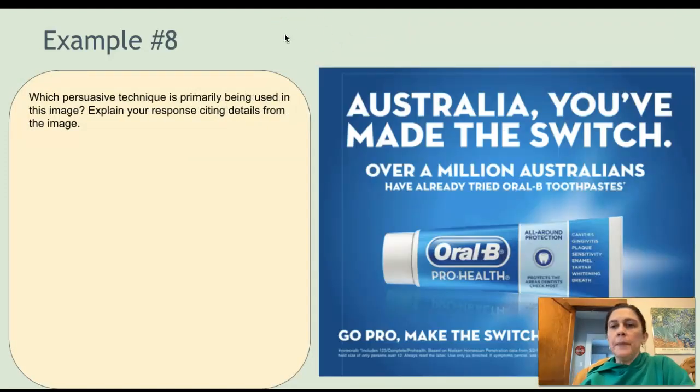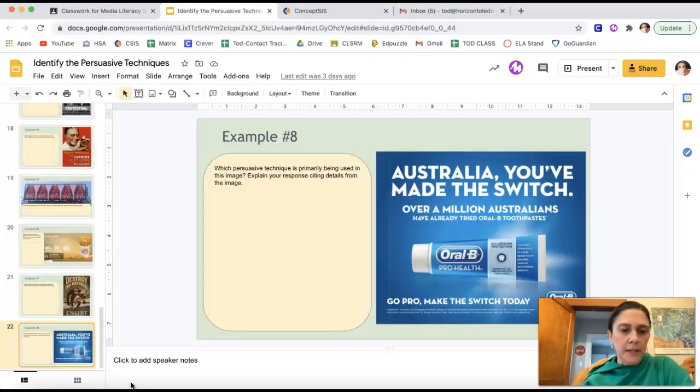Example 8 is an Oral-B ad for toothpaste. And that's it. That is your assignment for today.